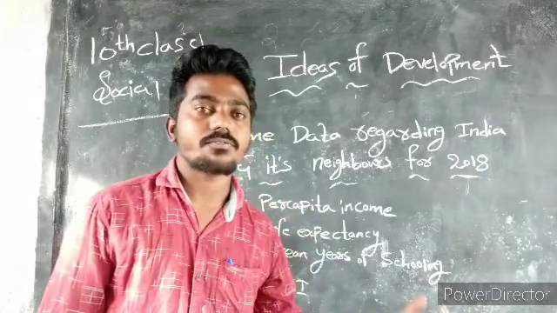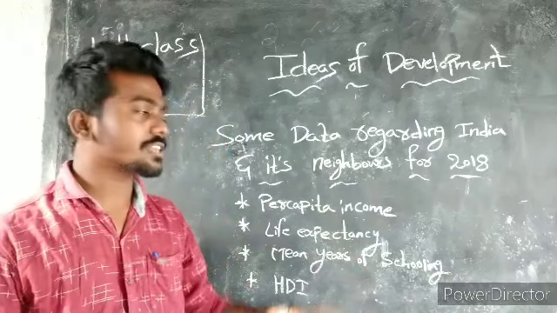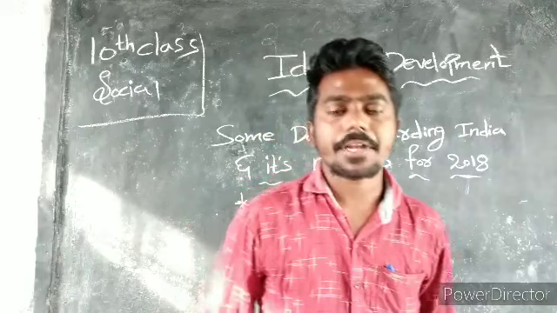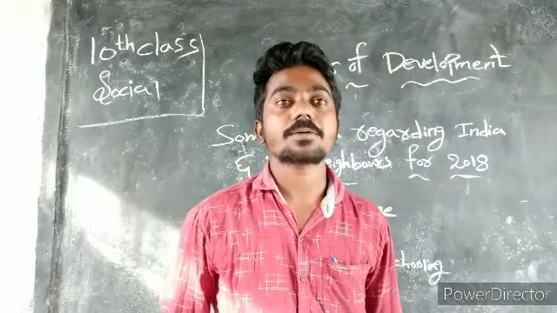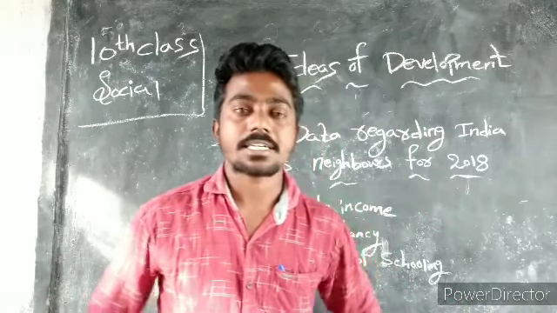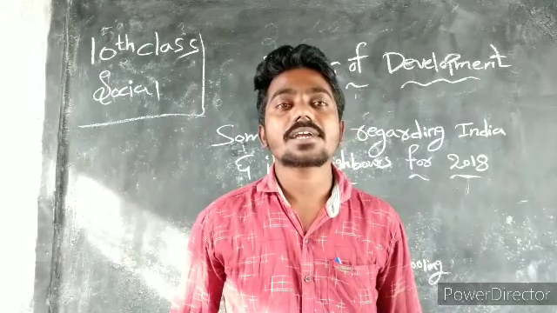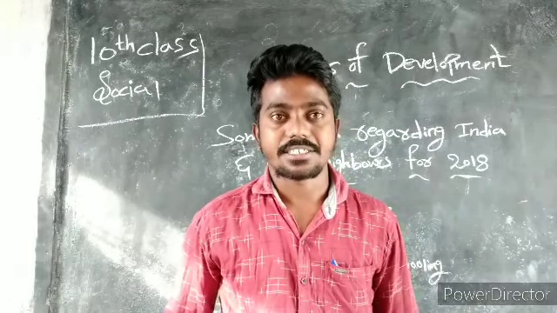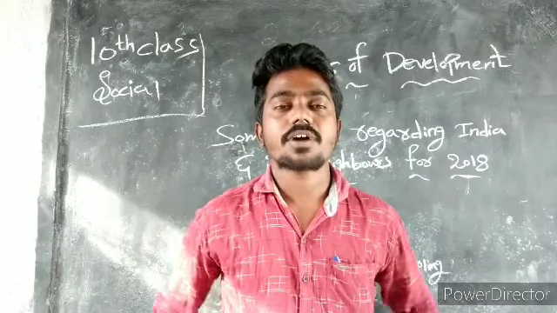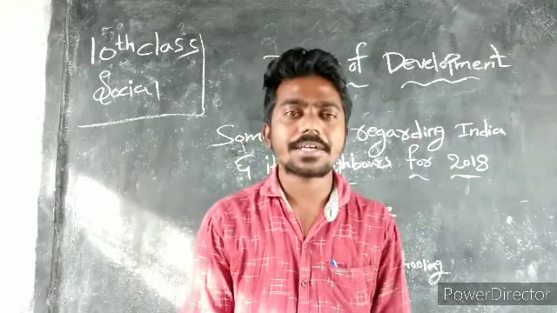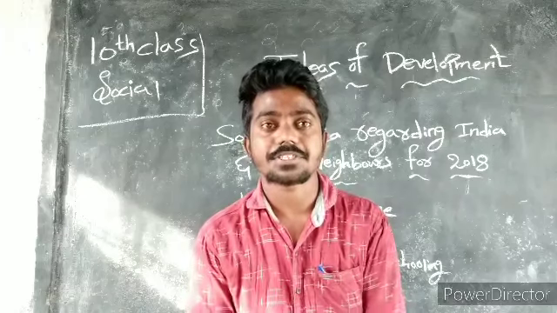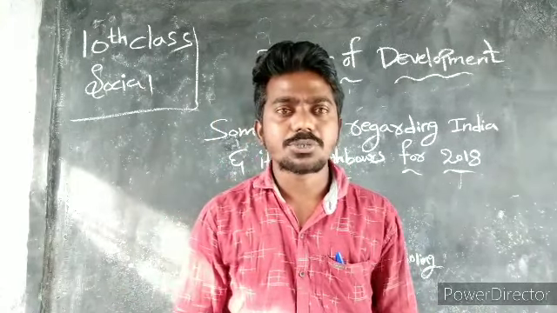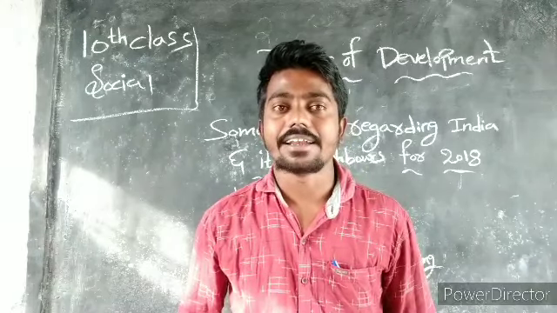First of all, we look at this. What is meant by per capita income? You know about per capita income: the total income of a country divided by the total population. Per capita income is calculated on the basis of US dollars. For example, $1 is equal to how many Indian rupees? 73 rupees. According to the dollar only, the buying of goods takes place in every country.